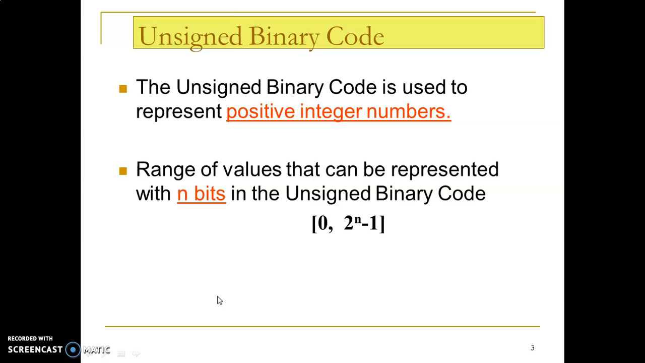Unsigned binary number. Unsigned numbers do not have any sign. They contain only the magnitude. So the representation of binary code can be done only for positive numbers. The range of values that can be represented with n bits for an unsigned binary number will be from 0 to 2 power n minus 1.